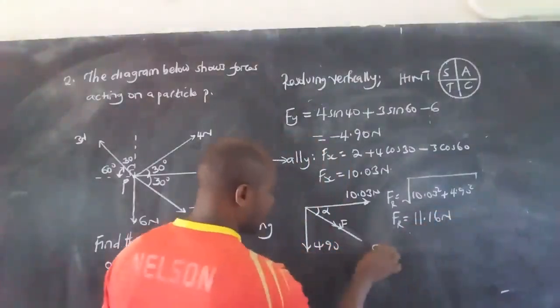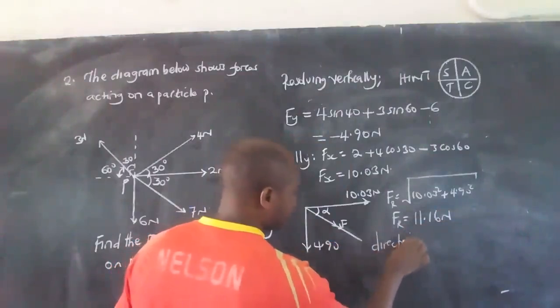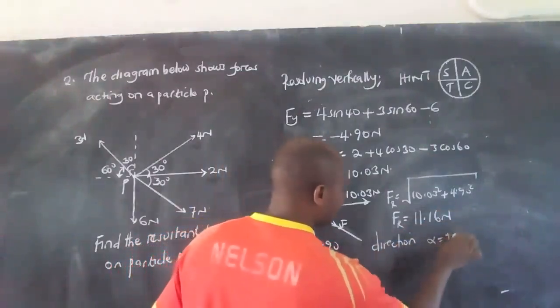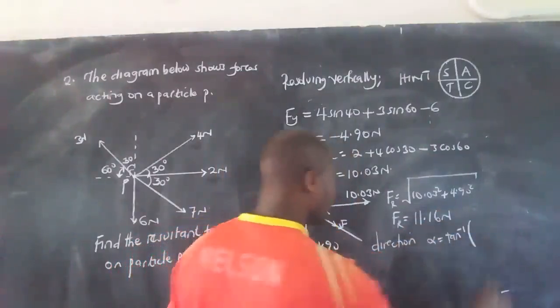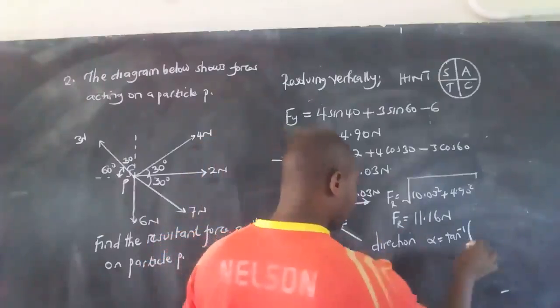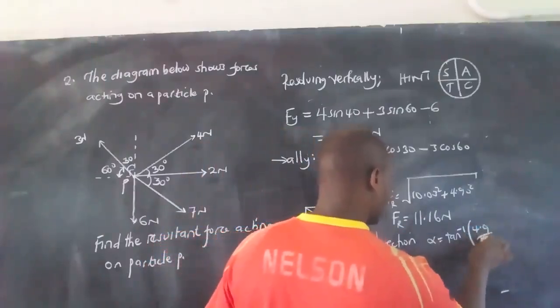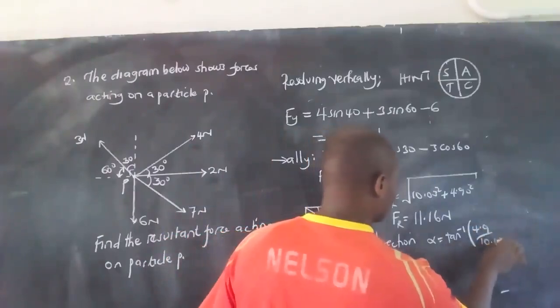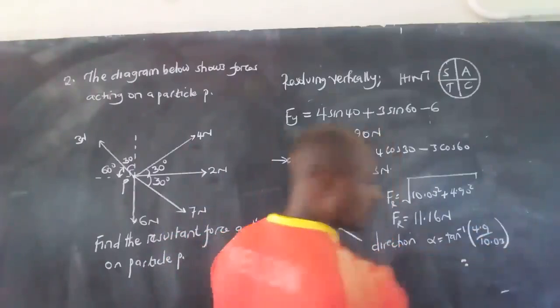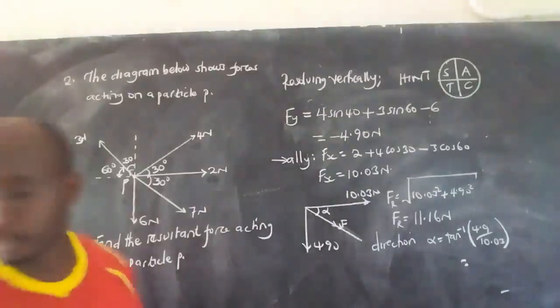11.16 Newton. Direction: alpha will be tan inverse of vertical components over horizontal components. So that is 4.9 divided by 10.03. So our direction is 26.04.